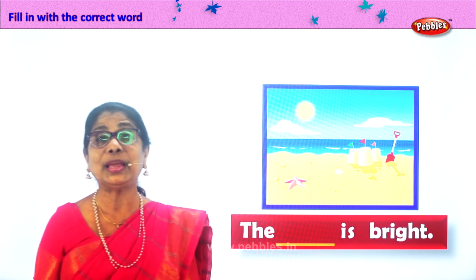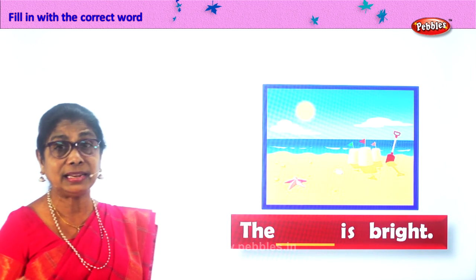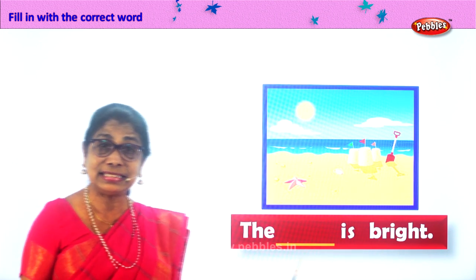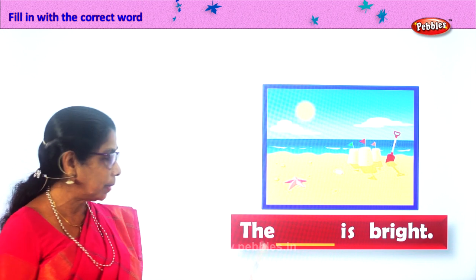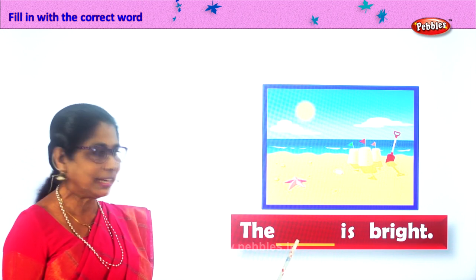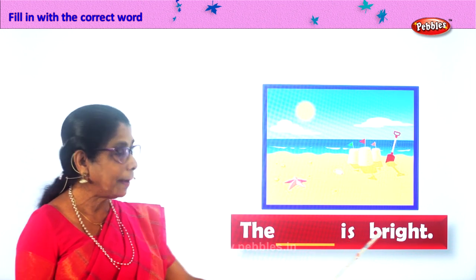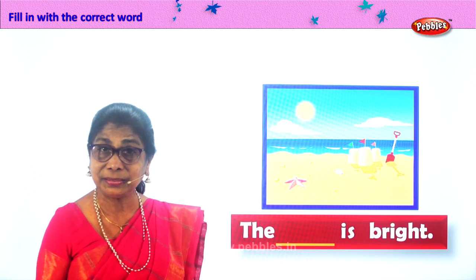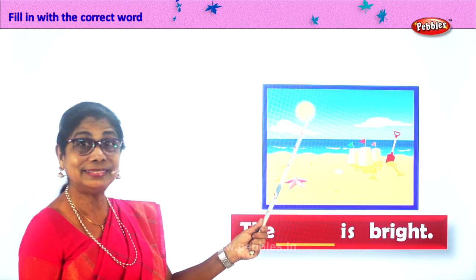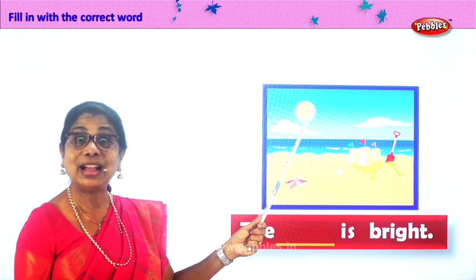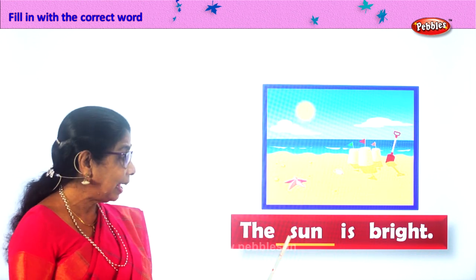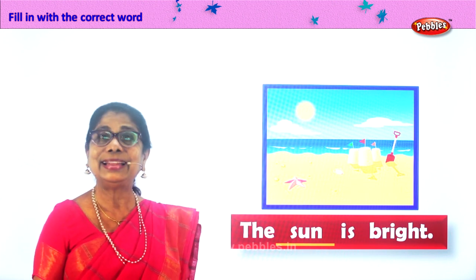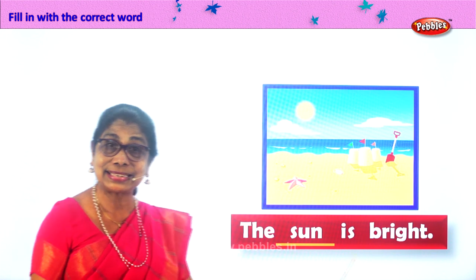Look at the sentence. We are asked to fill in with the correct word. We have a sentence here. There's a missing word. Let's look. The dash is bright. What is bright over here? Good. Sun. What's the spelling of sun? S-U-N, sun. Now the sentence is complete.